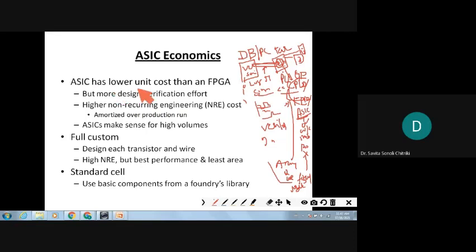So ASIC has a lower unit cost. See, ASIC has a lower unit cost than field programmable gate array, but more design verification effort is needed. Higher non-recurring engineering cost, amortized over the product run. That means higher non-recurring. See, what is NRE? Simply, cost of a product.